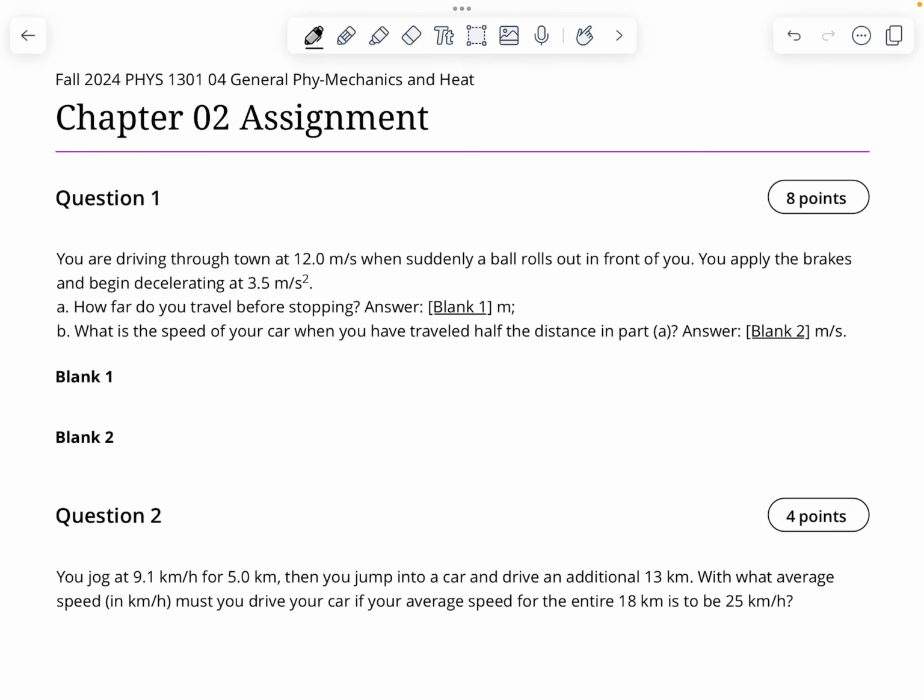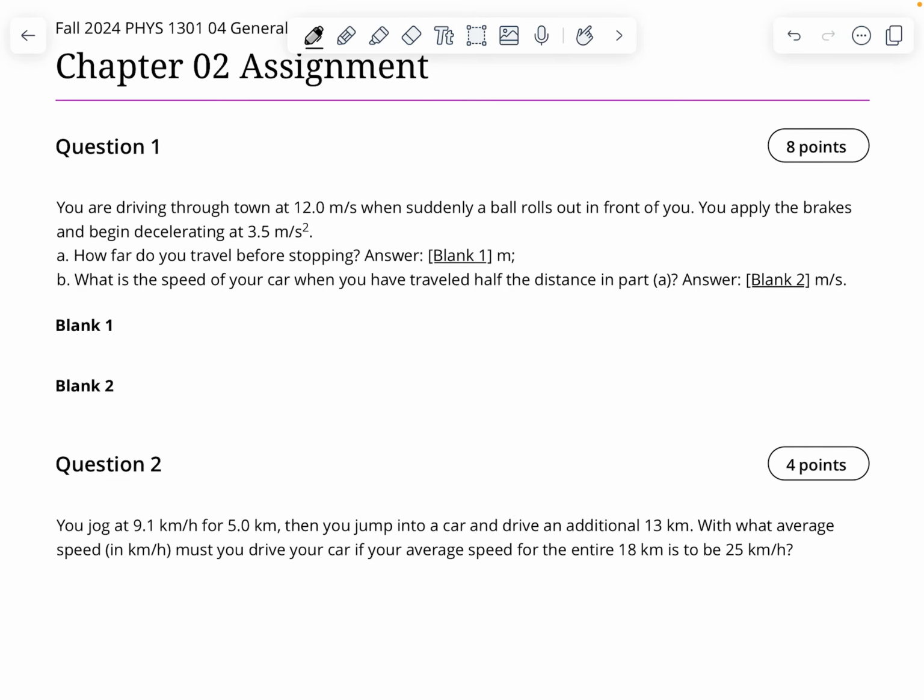All right, so this is the chapter 2 assignment. First question: you are driving through town at 12 meters per second when suddenly a ball rolls out in front of you. You apply the brake and begin decelerating at 3.5 meters per second squared. How far do you travel before stopping?